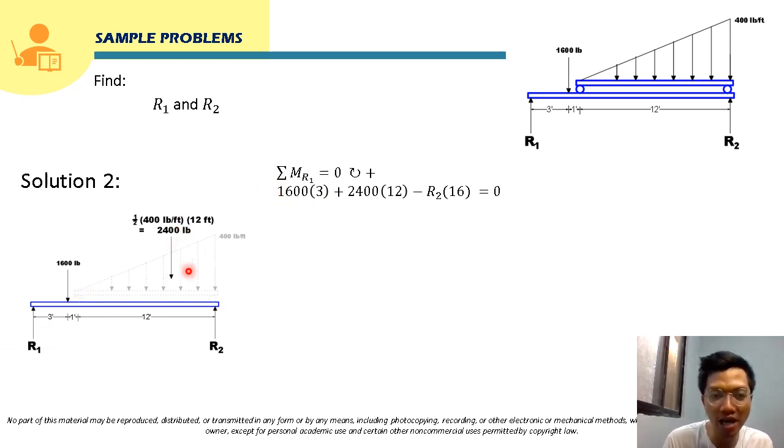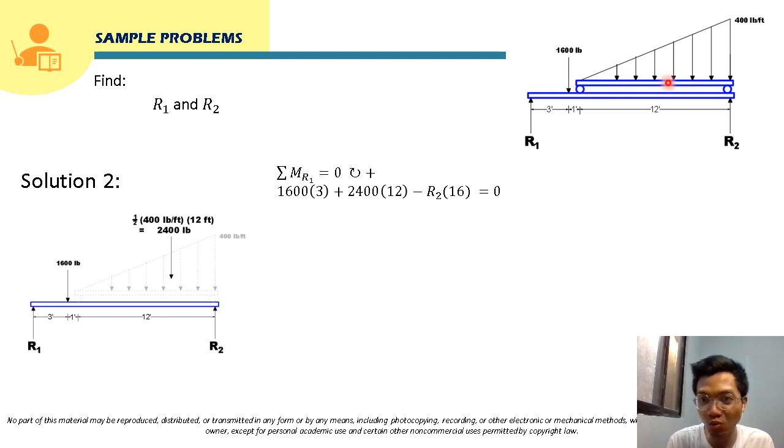Now for this 2,400 pound equivalent point load, its moment about R1 will be 2,400 times its moment arm. The position of this point load will be from the tip of this triangle load to the position of that concentrated load. That will be 2/3 of 12, which is 8.